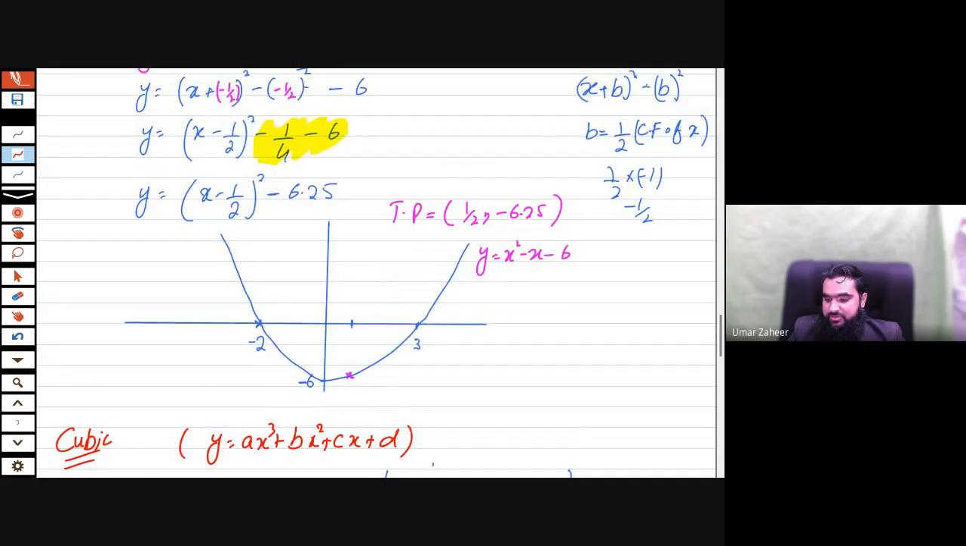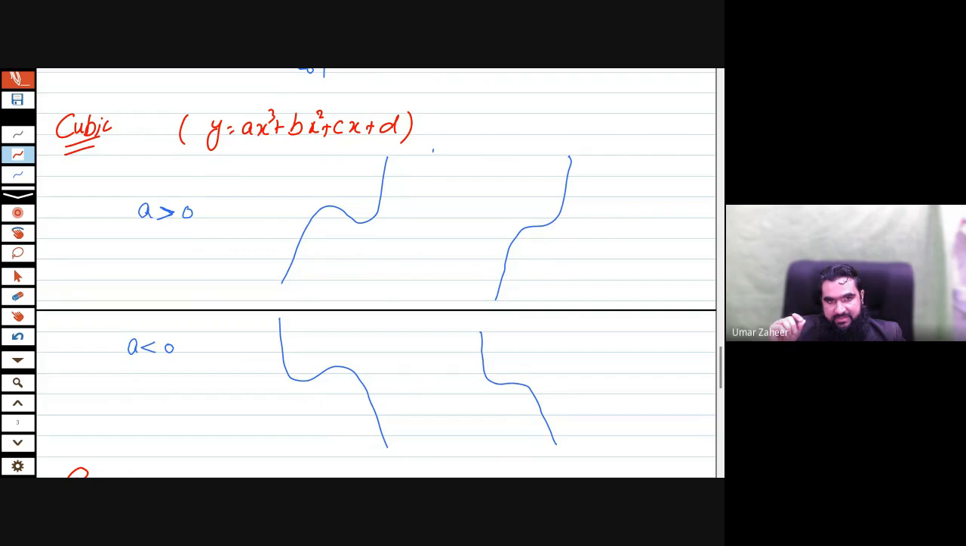You will just show the x-intercepts and y-intercepts. That's it. You will not show anything else. But the shape must be correct. For example, if the coefficient of x cube is greater than 0, then the shape must be moving from left to right.